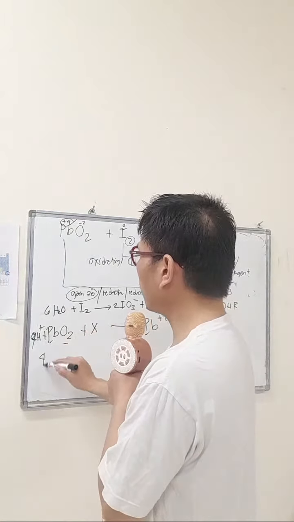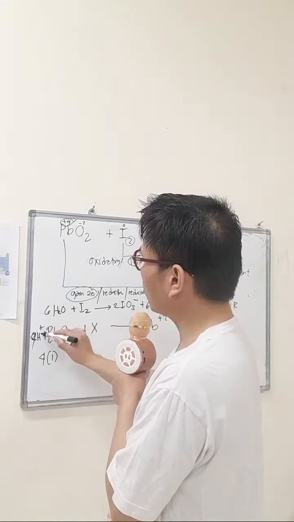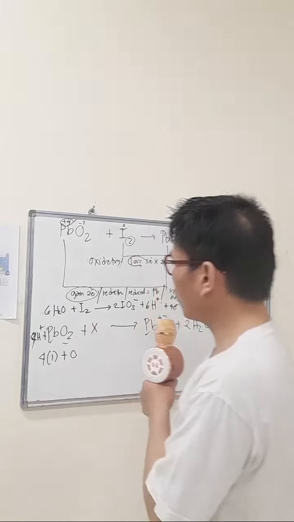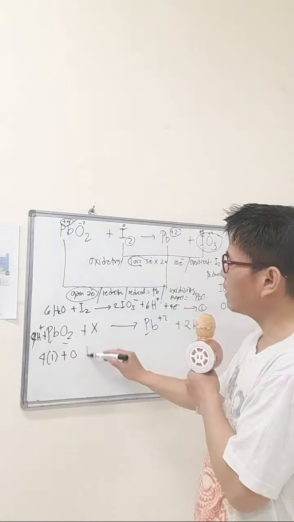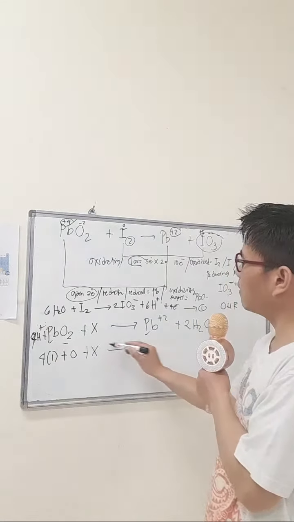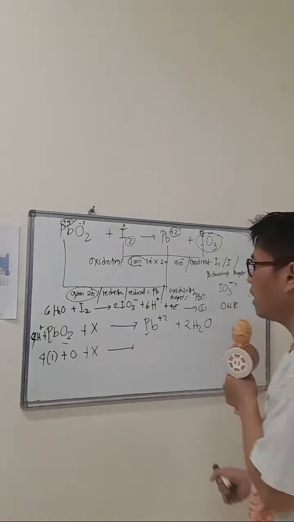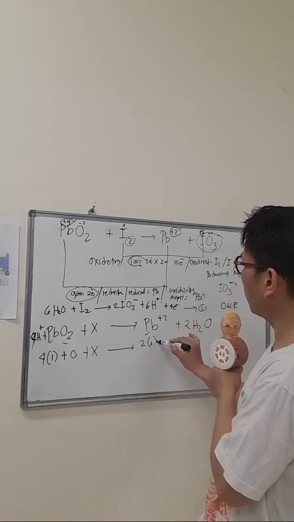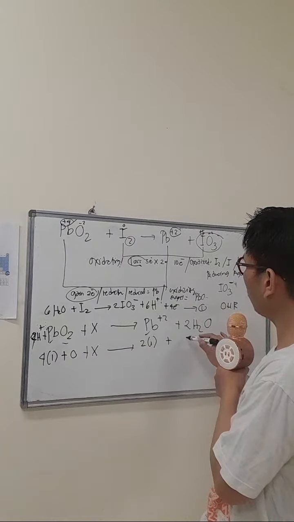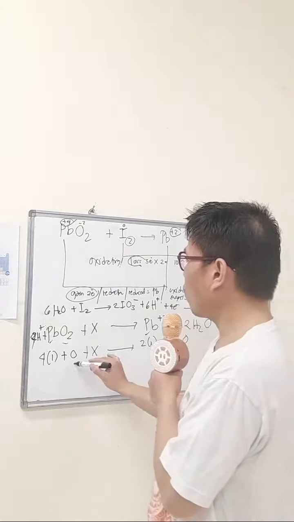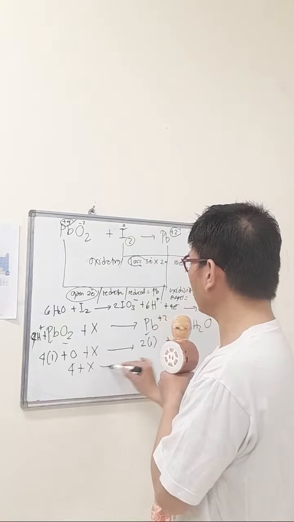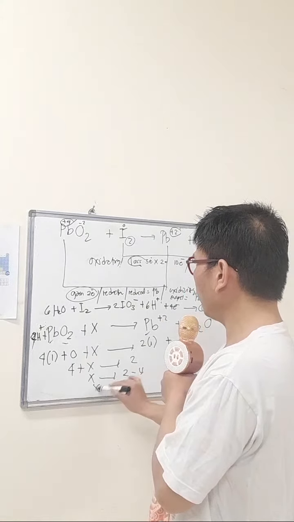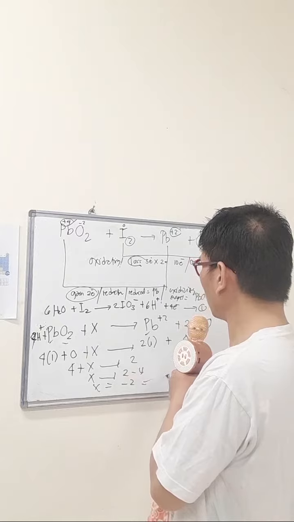4 times 1, because the hydrogen has charge 1 times 4. Lead is 0 because it is a neutral element, plus X, the number of electrons that we're trying to solve. Then we have positive 2 for lead(II) plus... 2 times 1. Then water is 0 because it is a neutral compound. So it's going to be 4 plus X equals 2. Then X equals 2 minus 4, therefore negative 2. So this is 2 electrons.